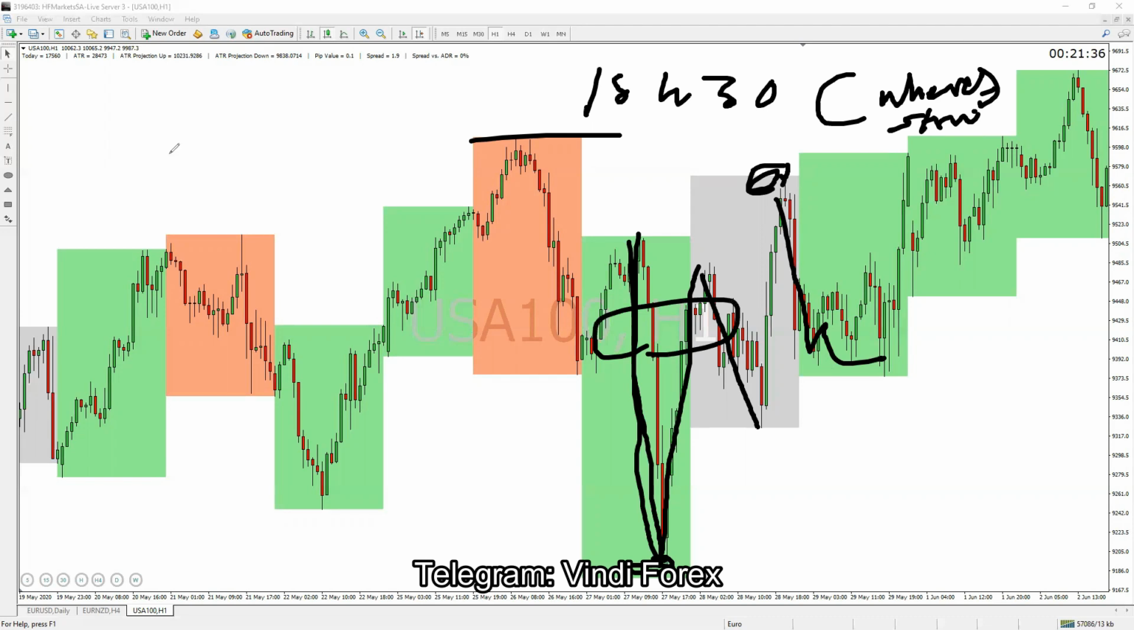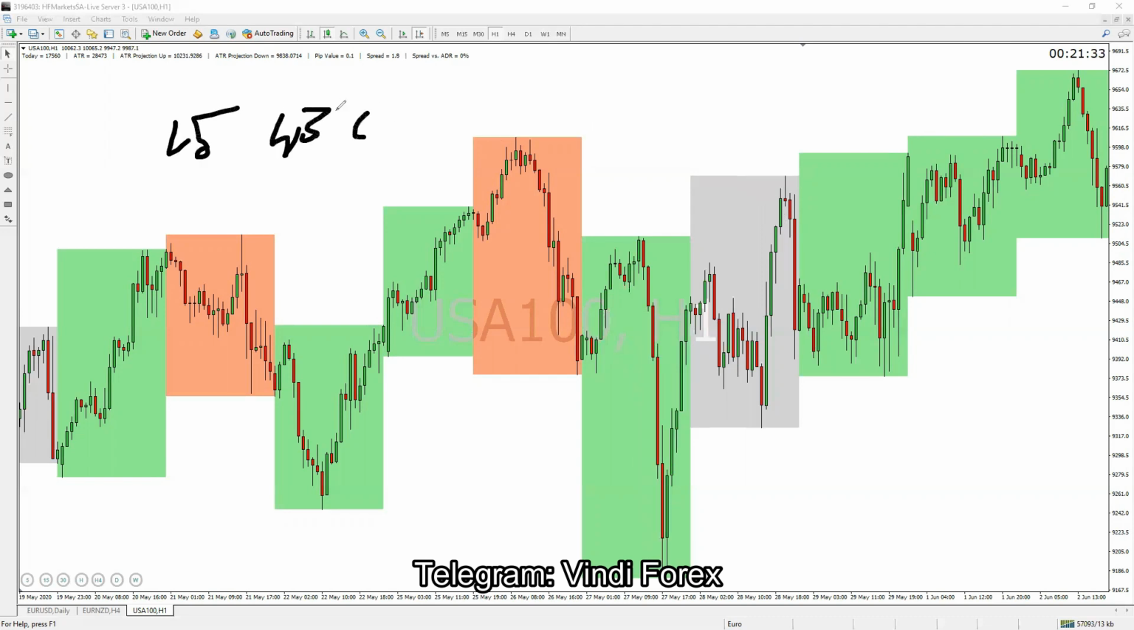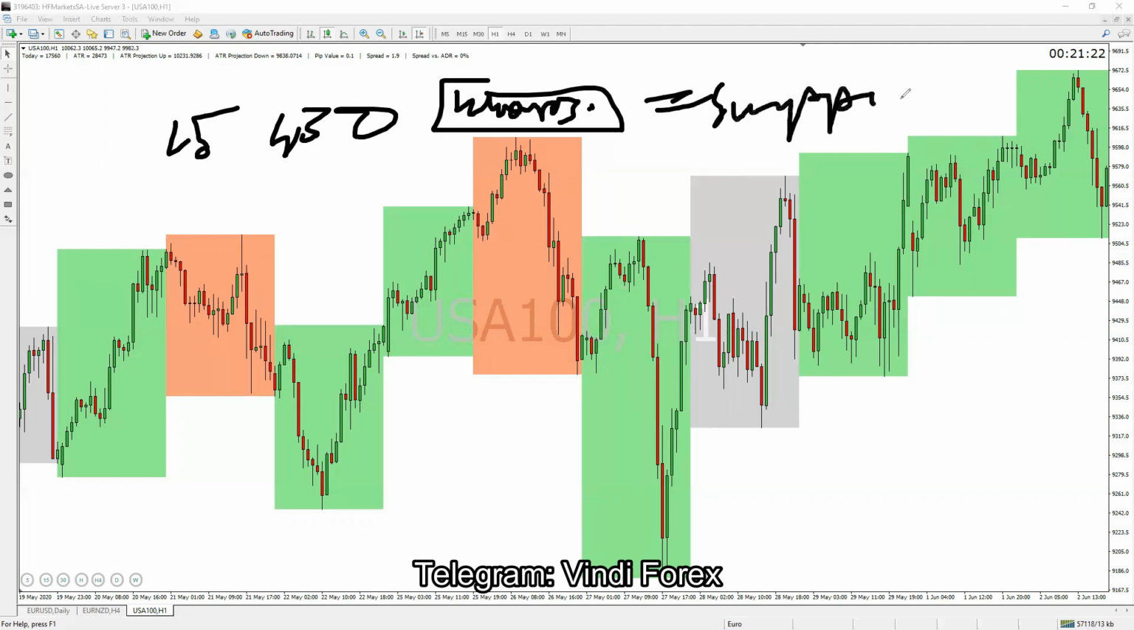So the first thing, 1530, check what's happening. Where is price? Is it on support or is it on resistance? If price is on support, obviously Vindi is looking for opportunities to buy.